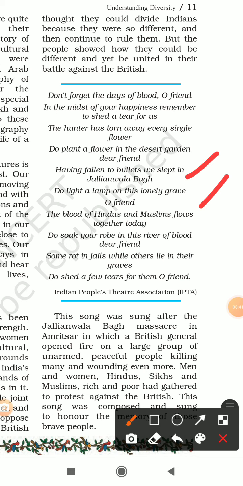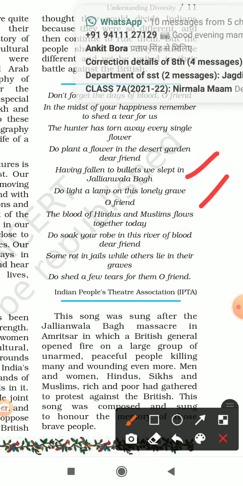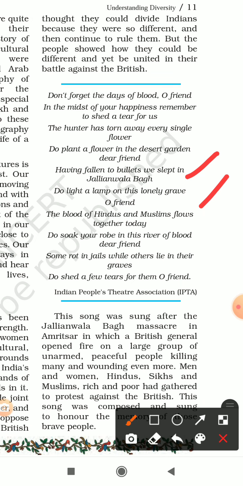This song was sung after the Jallianwala Bagh massacre in Amritsar, in which a British general opened fire on a large group of unarmed, peaceful people, killing many and wounding even more. Men and women, Hindus, Sikhs, and Muslims, rich and poor, had gathered to protest against the British. The song was composed and sung to honor the memory of those brave people.